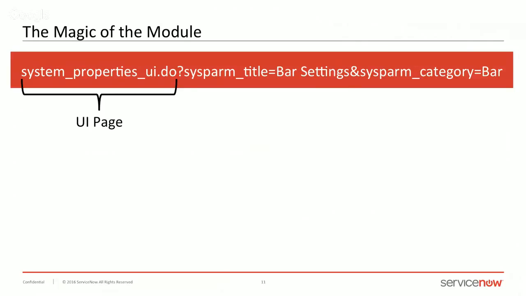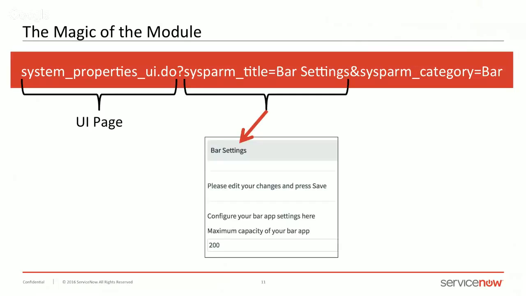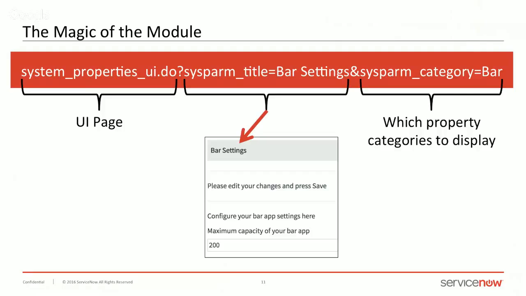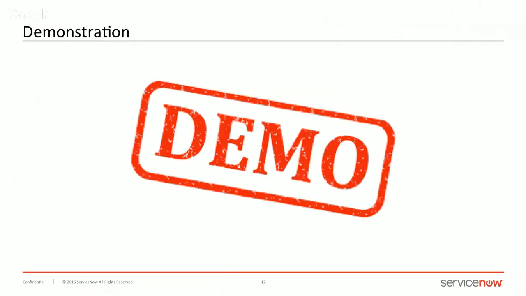The next part is sysparm_title, and you can see here it says bar settings. That's what shows up on the title of your properties page. I could have called this Norfolk, Virginia, and it would say Norfolk, Virginia, which has nothing to do with the bar settings, but you get the idea. And then the third part is sysparm_category equals bar. It says, remember that category we created in step 1? Go get all the properties related to that category and throw them on here in the order in which I specified. And I am going to show you how to specify that order right now.